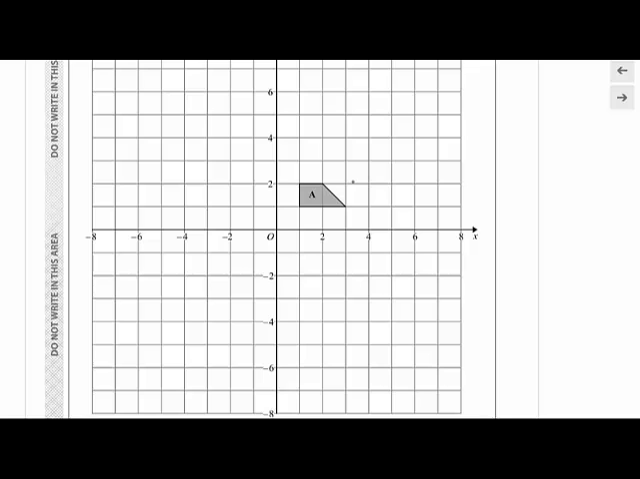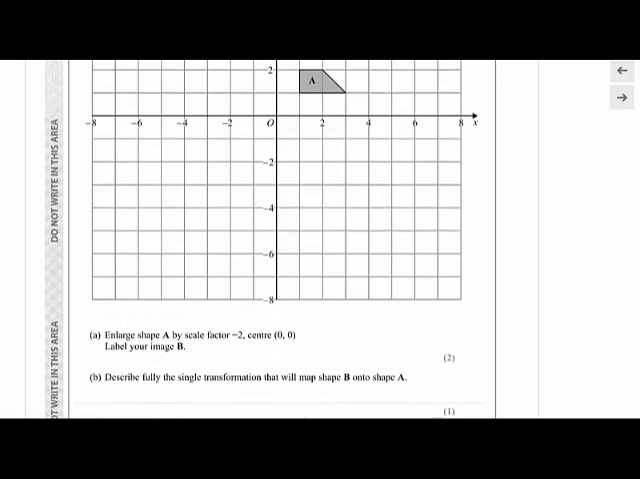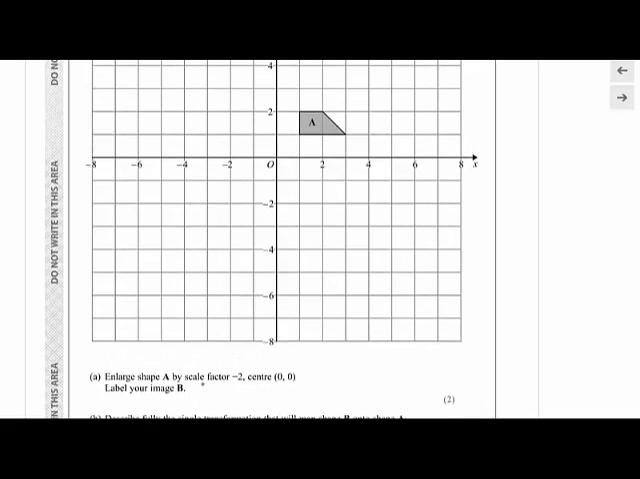So I've been given a grid with a shape labelled A on it. It looks like a trapezium to me. And it's asking me to enlarge shape A by a scale factor of -2, centre 0, 0. So in enlargements, remember the first step, we need to find our centre of enlargement. So it looks to me that it's there. So that's my centre of enlargement.